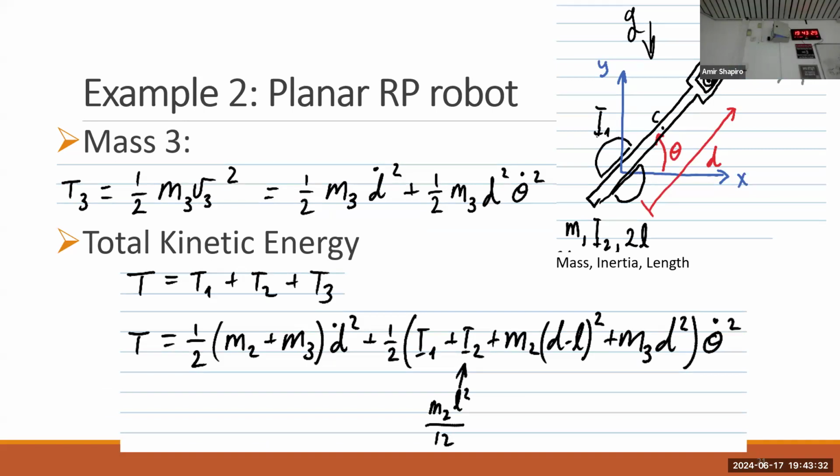Instead of the I2, it's actually m2 L squared over 12, because we have the 2 here, the half here. So instead of writing this again, we just simply write I2. And this is the whole term of the kinetic energy.